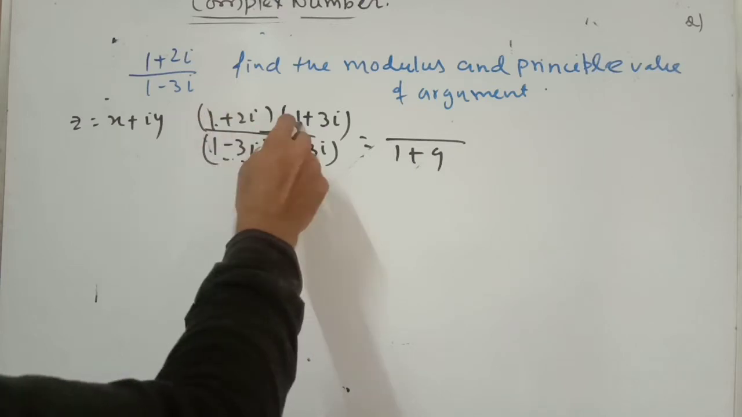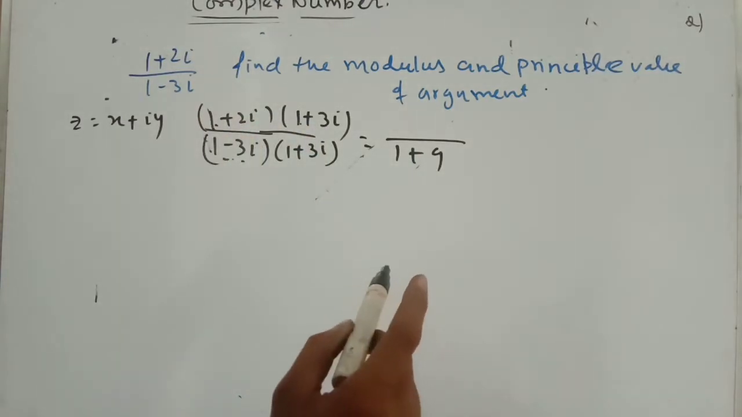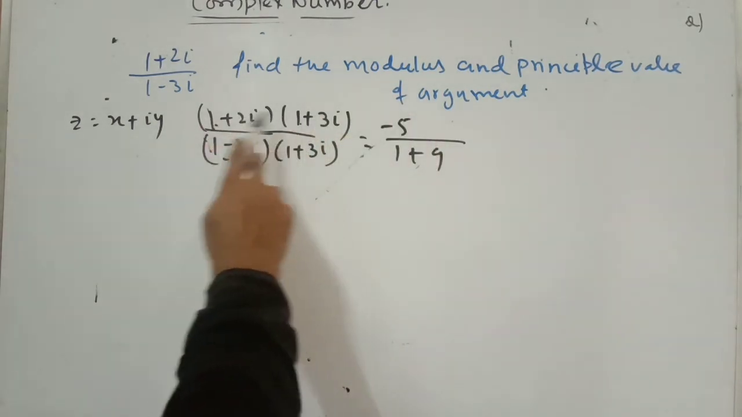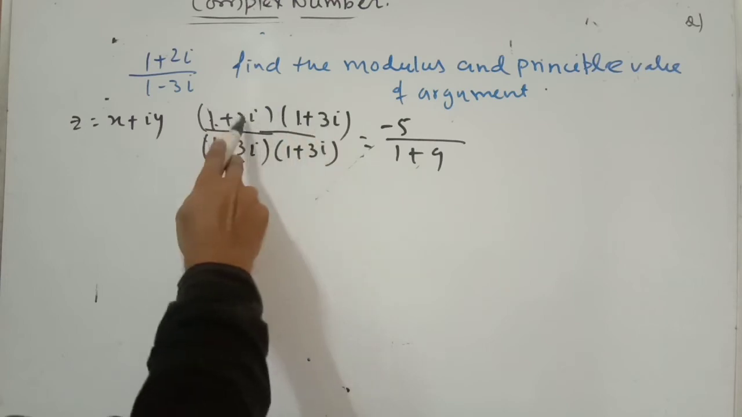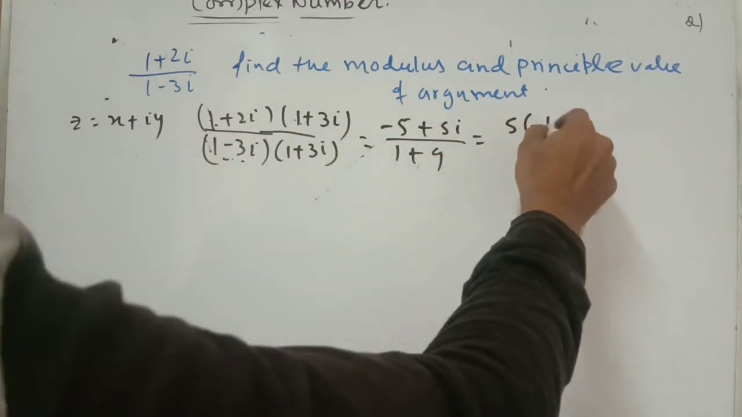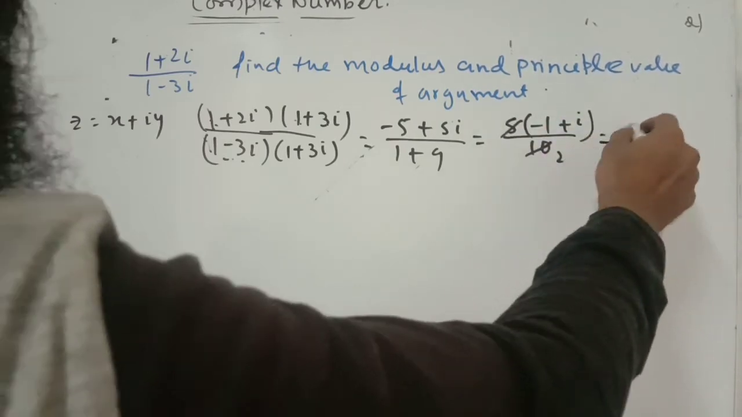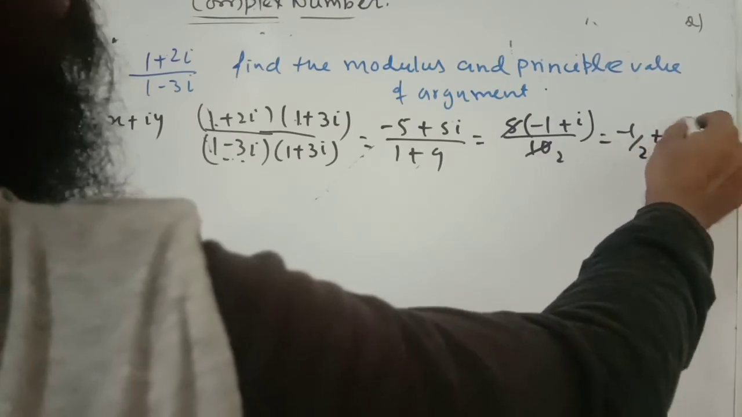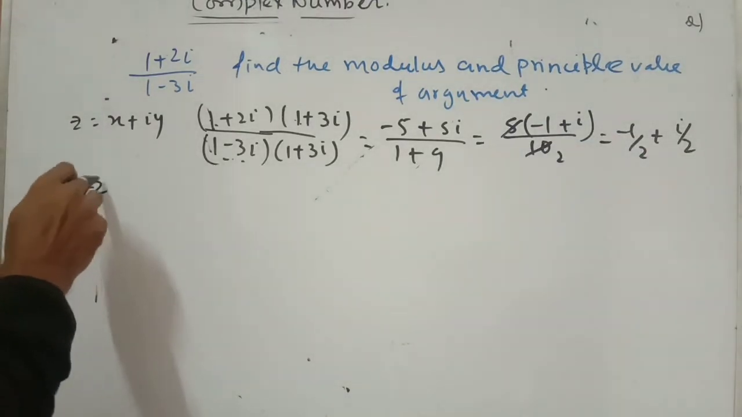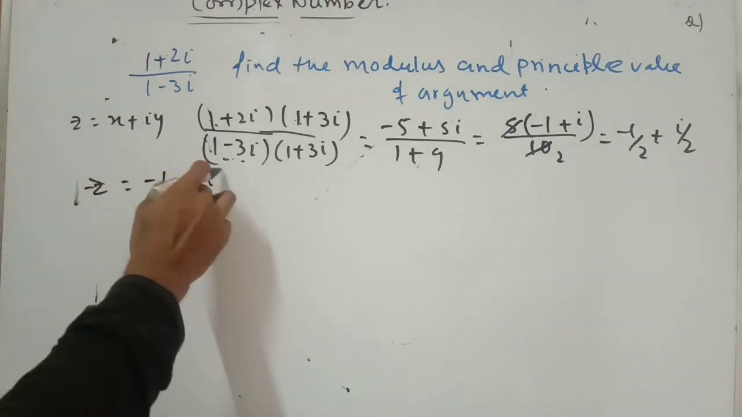So the denominator becomes 1 plus 9, that is 10. In the numerator, 2i times 3i is 6i square, so minus 6, and with 1 it becomes minus 5. Then 3i plus 2i gives 5i. Now take 5 common: minus 1 plus i over 10, so 5 over 10 gives 1 by 2. So z equals minus 1 by 2 plus i by 2.